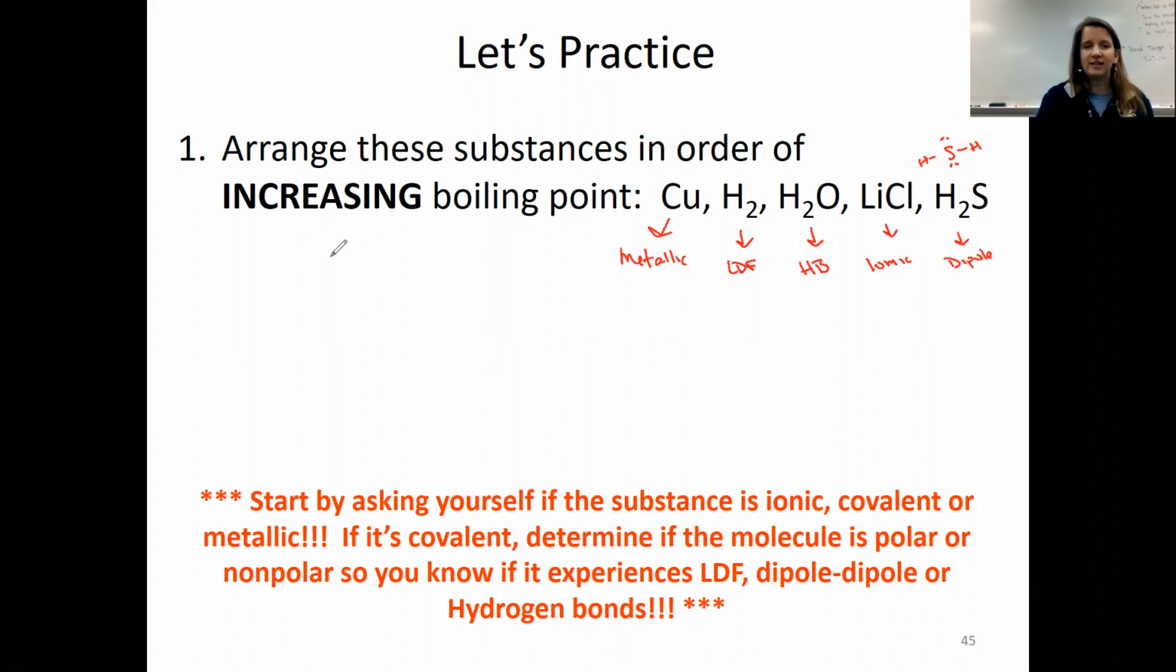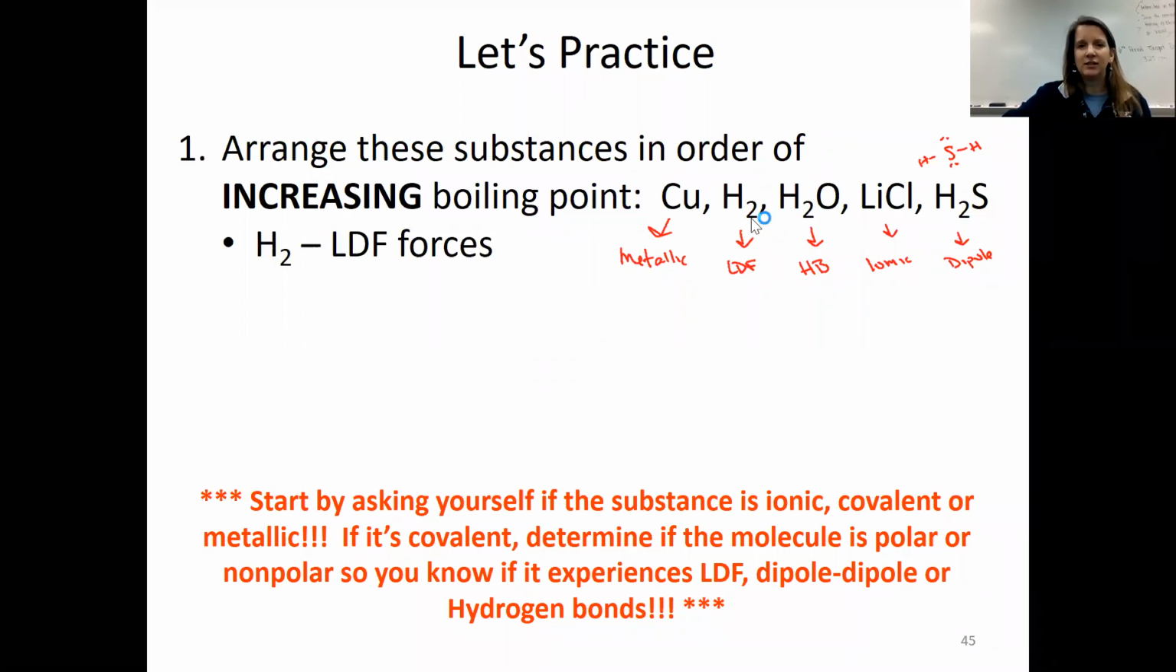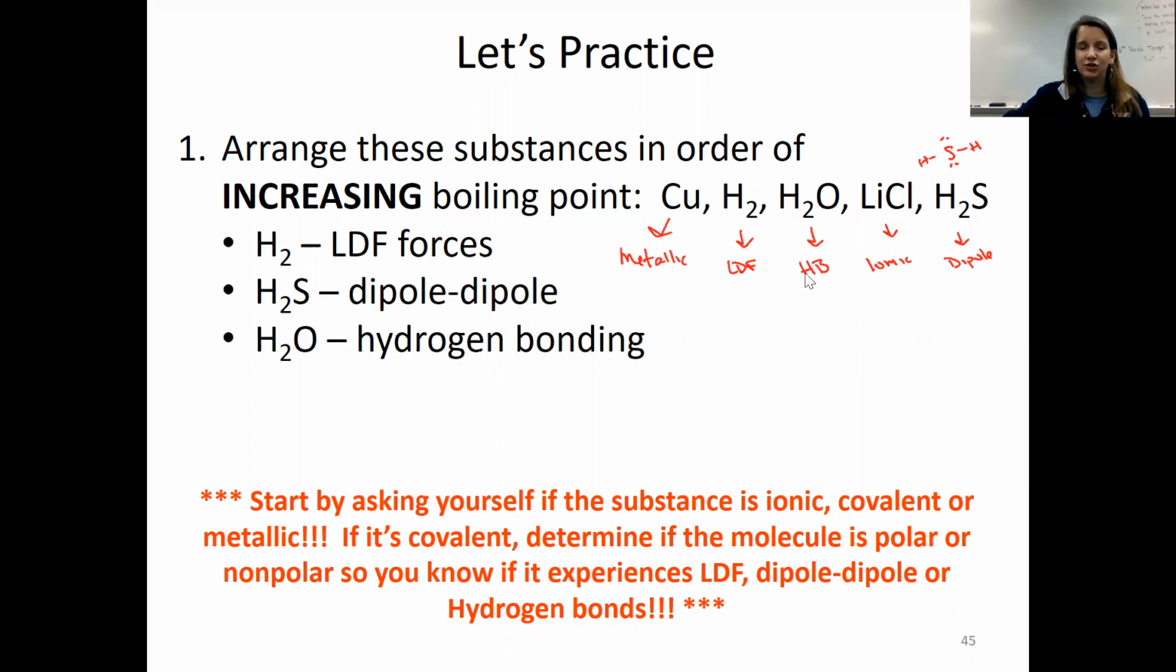Now I can arrange these in increasing boiling point. So remember, the weaker the IMF, the less energy it takes to boil, and so the lower the boiling point. So which of these has the weakest IMF? H2 is the weakest because it only has London dispersion forces. What's the next weakest? The H2S, because it's dipole-dipole. What would you expect to have the next highest boiling point? The H2O, because it has hydrogen bonds.